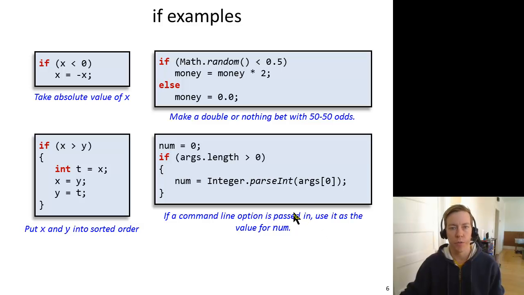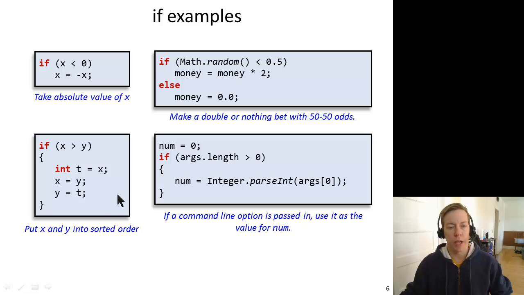Here are some other examples of the if statement in action. If we have some variable x and we want to take the absolute value of it, we can detect if x is less than 0, and if it is, then we can negate it, and that will make it positive. Thus, we'll have the absolute value. We could use randomness in here. This would see, is the random number less than 0.5, and if so, double my money, otherwise I lose all my money. This would be like playing a game where you have 50-50 odds, and if you win, you double your money, otherwise you lose it all.